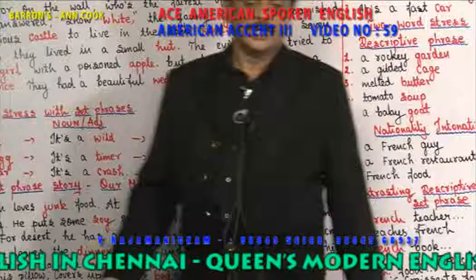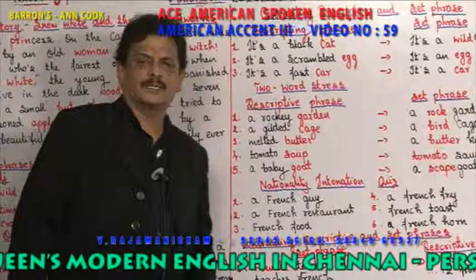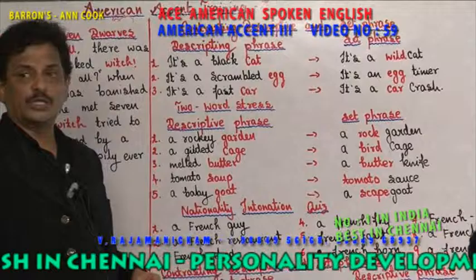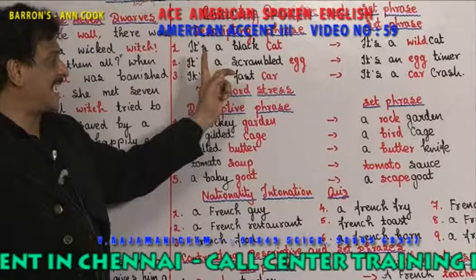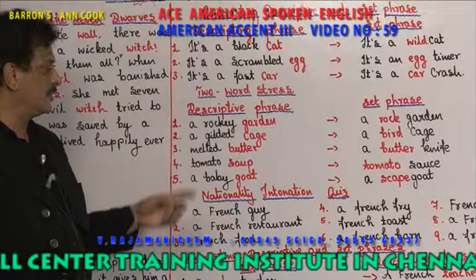ரெண்டு நவுன் வருகிற பொழுது முதல் நவுனுக்கு அழுத்தம் கொடுக்குறீங்க. Description is a black cat, catக்கு அழுத்தம் கொடுக்குறீங்க. Black என்பது description. It is a wild cat, முதல் நவுனுக்கு wildக்கு அழுத்தம் கொடுக்கிறீர்கள். It is a scrambled egg, scrambled என்றால் என்ன? முட்டையும் பாலும் கலந்த முட்டை. It is an egg timer, ரெண்டு நவுன் வருகிற பொழுது eggக்கு அழுத்தம் கொடுக்குறீங்க. It's a fast car, இது description, carக்கு அழுத்தம் கொடுக்குறீங்க. It is a car crash, carக்கு அழுத்தம் கொடுக்குறீங்க, ரெண்டு நவுன். It is a rocky garden, description. A rock garden, இது வந்து set.